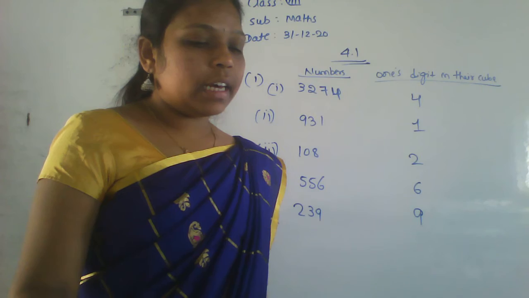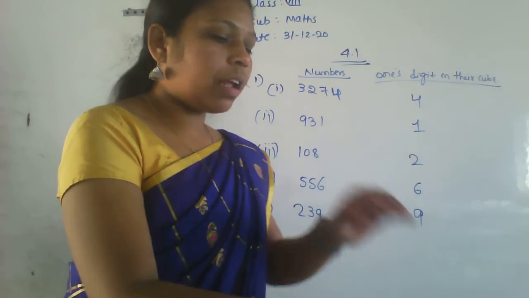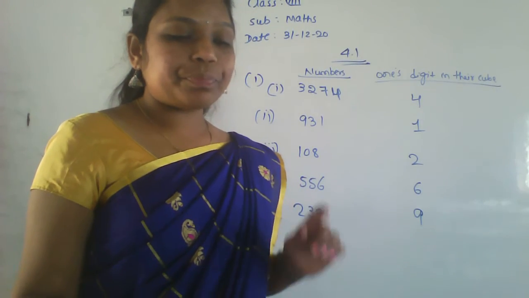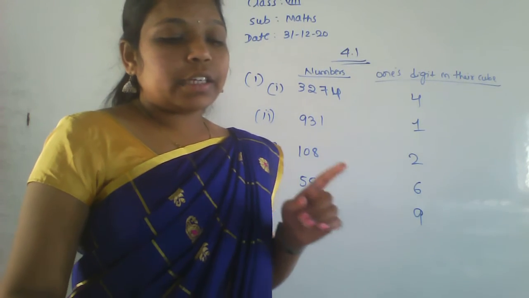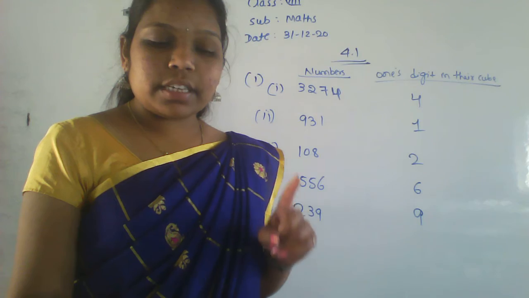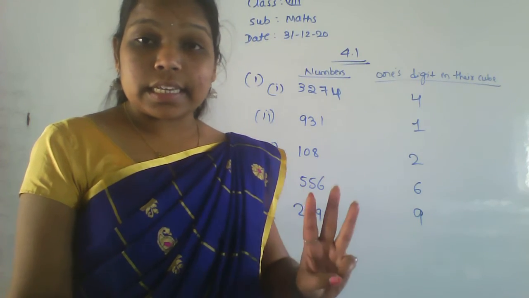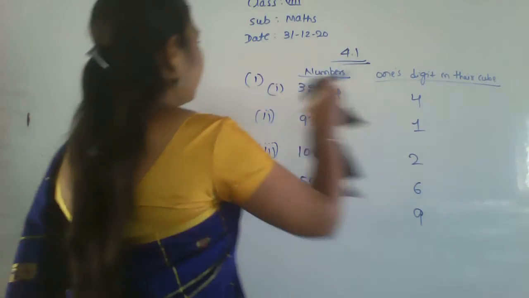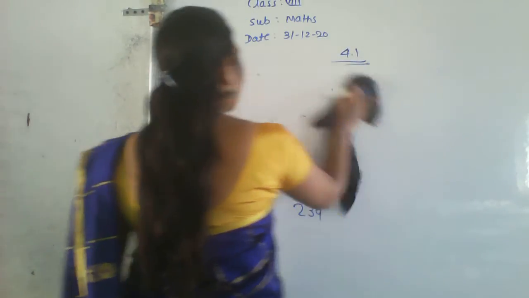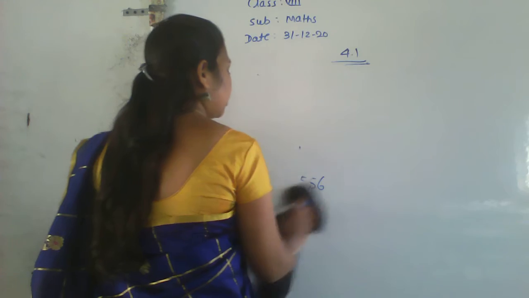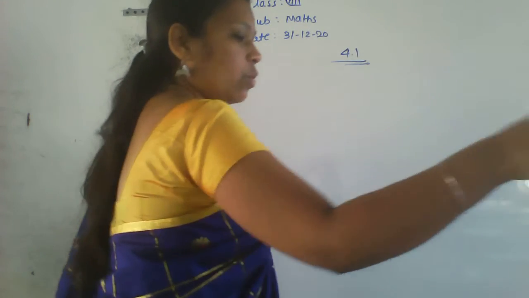Again using a property only. See here, the property is: the cube of a number ending with a 0 digit ends with 3 zeros. So in the second one, you have to give the reason why they are not perfect cubes. You have to give the reasons. First one. What is the first number?